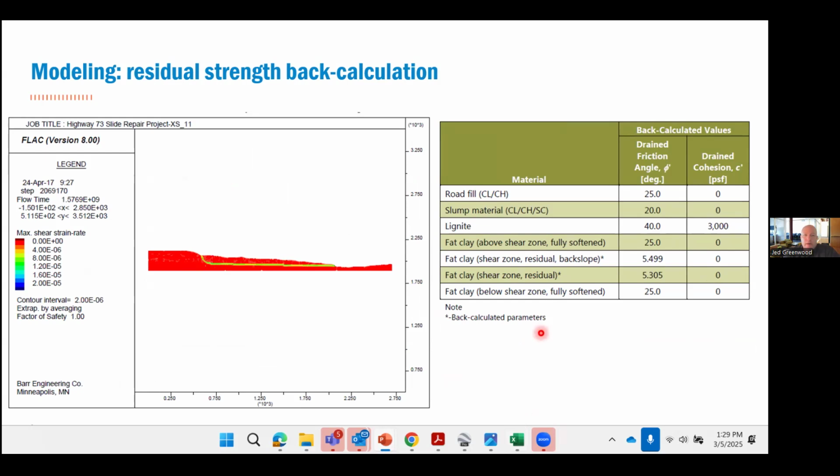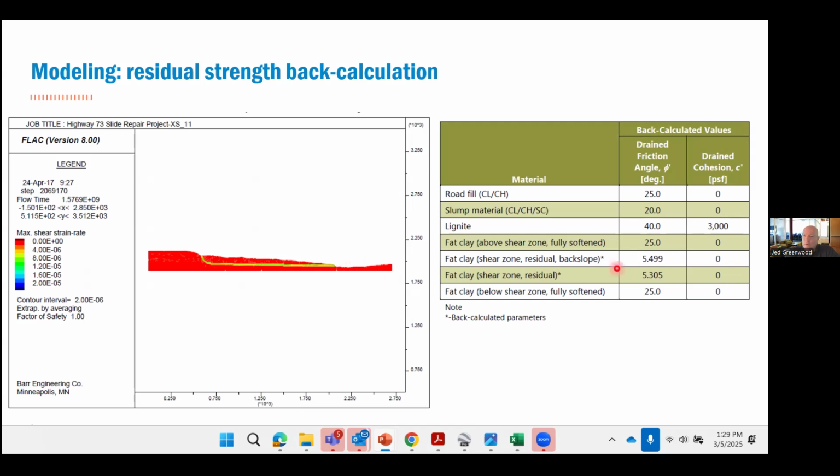Okay, I mentioned we needed to do a residual strength back calculation. So this is the FLAC model. I apologize that it's small and a little hard to see. But what you're looking at in green is the maximum shear strain rate. So that is where our shear zone is located. So it's dipping down towards Bear Den Creek over here at about 3 degrees, as I mentioned.